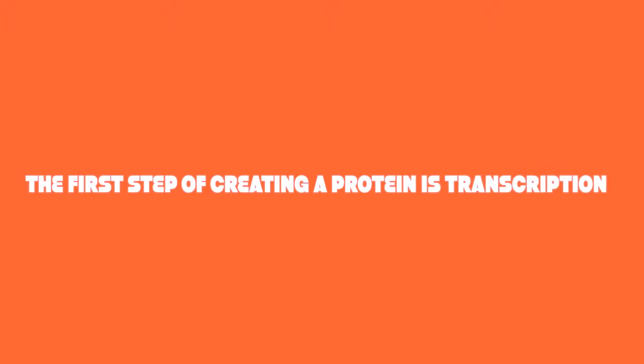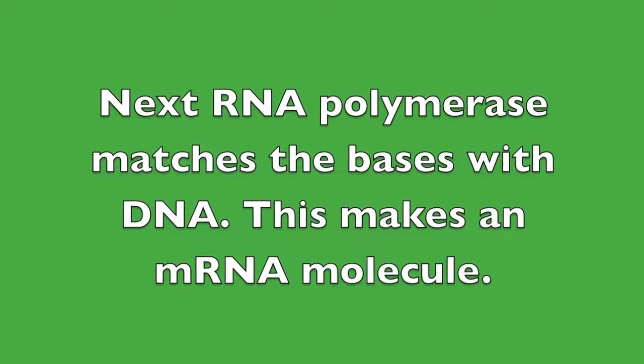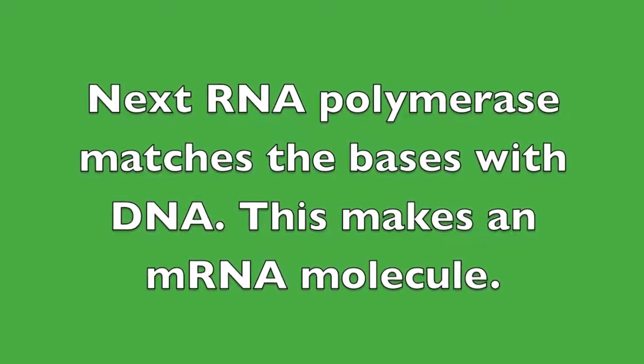The first step of creating a protein is transcription. The first step in transcription is RNA polymerase unwinds DNA. Next, RNA polymerase matches the bases with DNA. This makes an mRNA molecule.